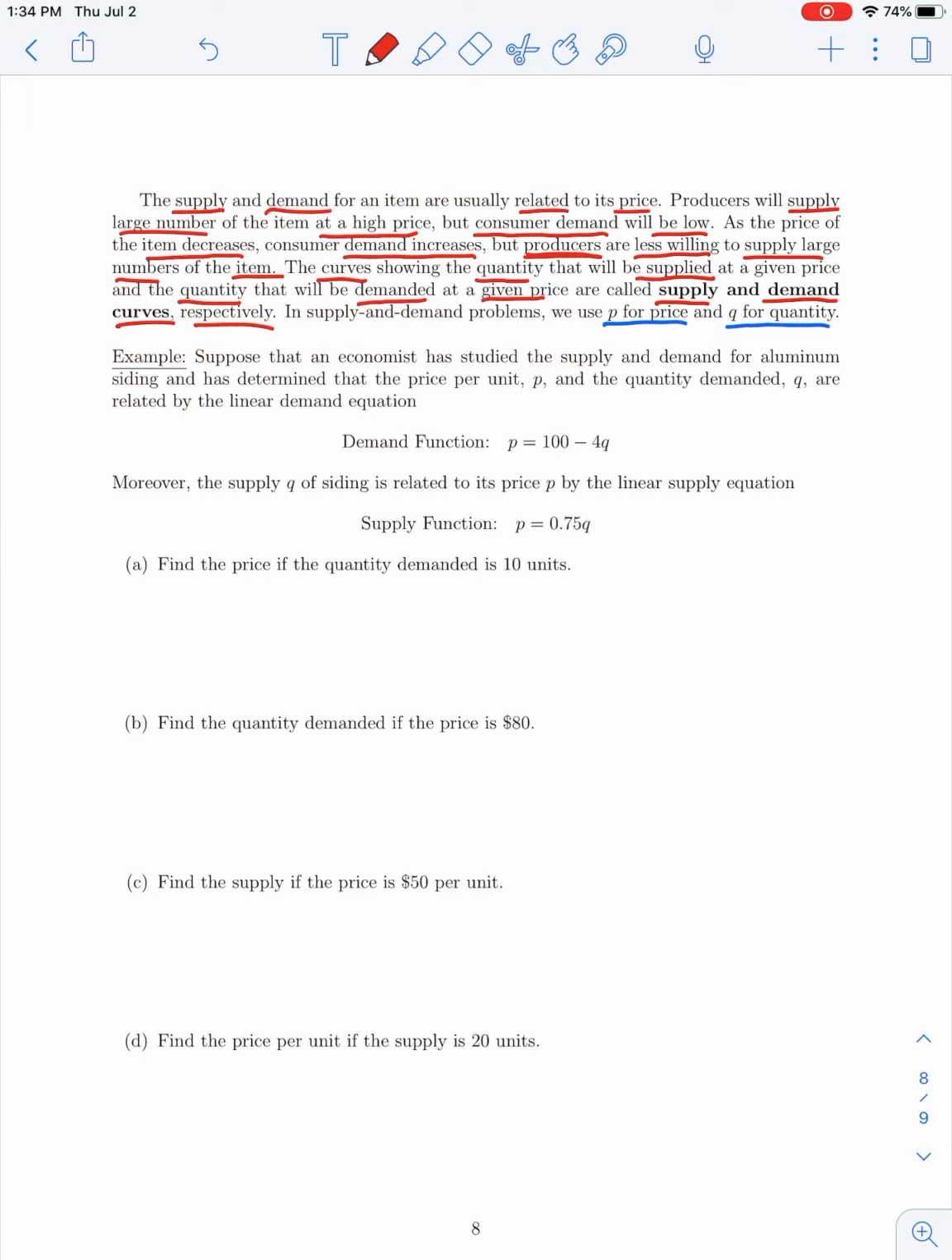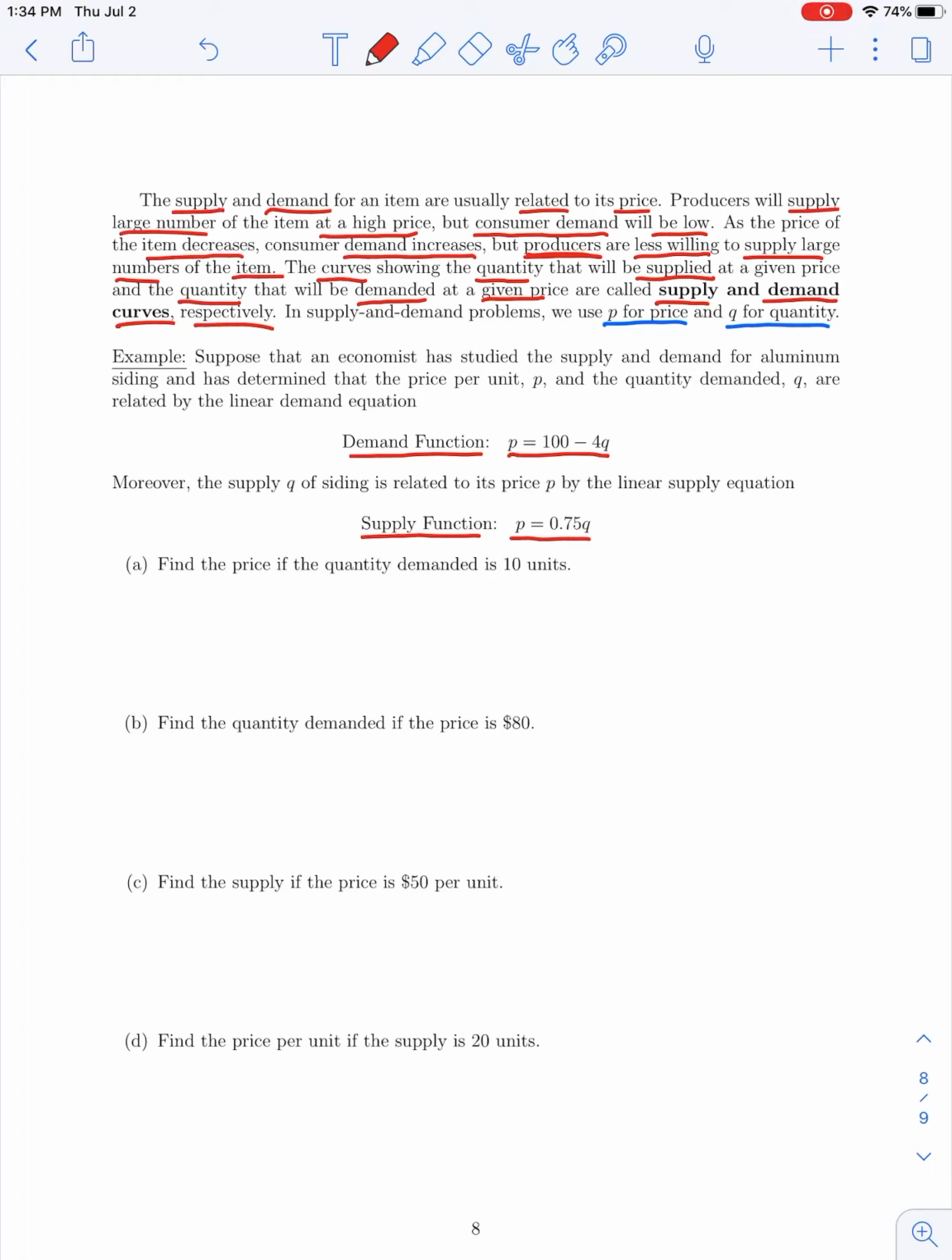So here our demand function is P is equal to 100 minus 4Q, and the supply Q of siding is related to its price P by the linear supply equation, which is given here. So the price P is equal to 0.75 Q.